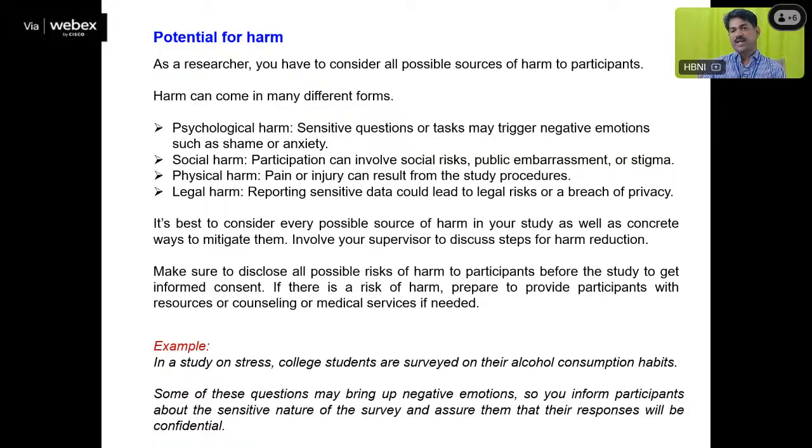We have to educate the students that this is a bad thing, and we'll try our best to tell the students that they should not consume, but we should not open up the things by which really harmful effects can occur to the participants. Next.